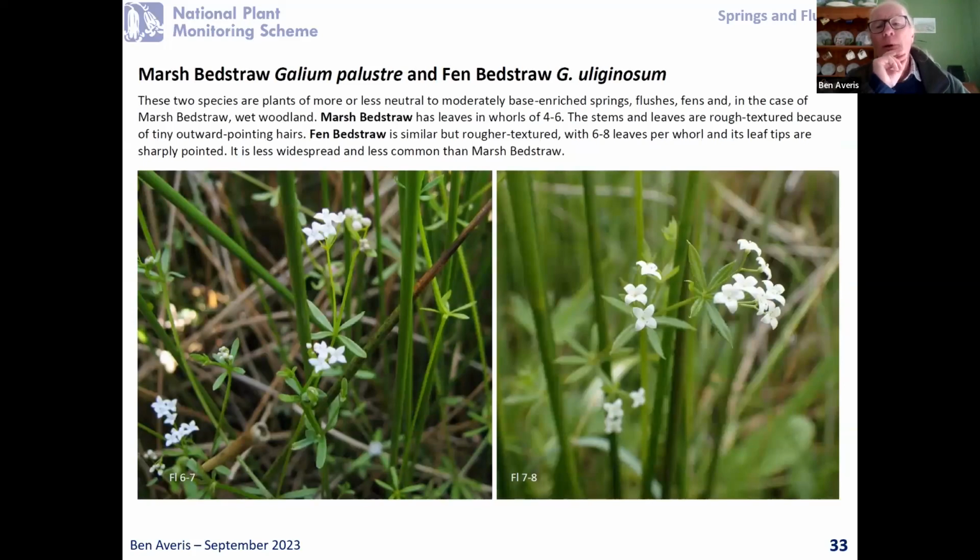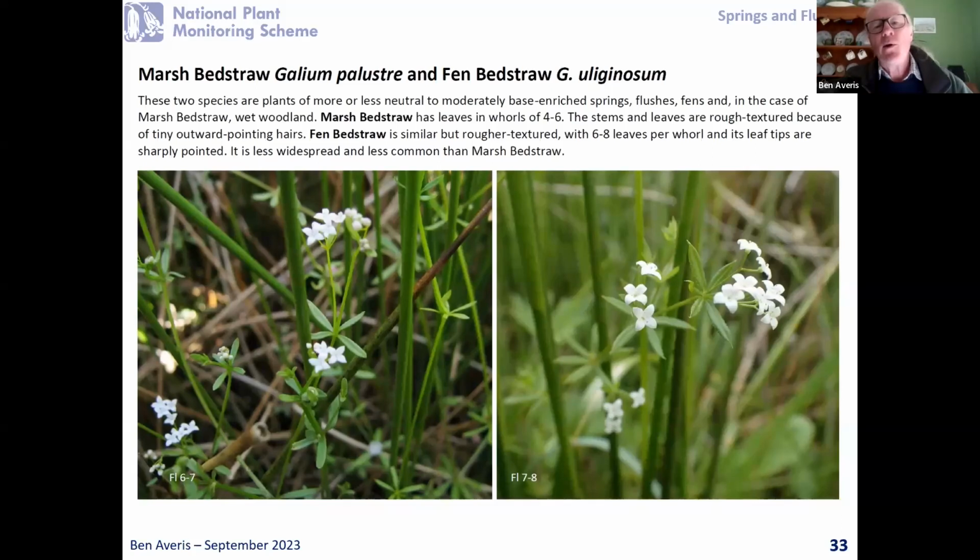Bedstraws, a couple of bedstraws that we find in this habitat. Marsh bedstraw on the left with 4 or 5 or even up to 6 leaves in a whorl. And often in marsh bedstraw, the leaves are a bit irregular in their size within the whorl, a bit untidy looking there, compared with the fen bedstraw, where you get 6 to 8 in a whorl, and they're more evenly spaced and more evenly sized and tapering to a nice fine point more than they do in the marsh bedstraw.